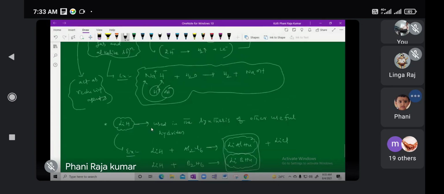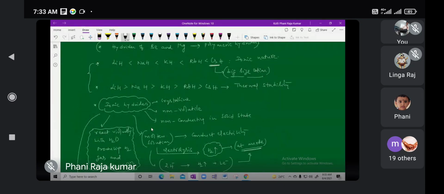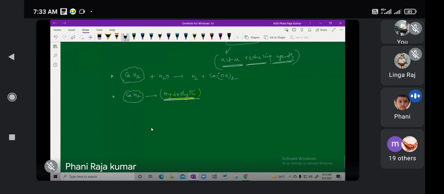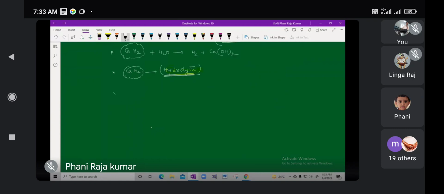These are a few points related to ionic hydrides, mostly formed by s-block metals except beryllium and magnesium. And one more point I am writing here. Among ionic hydrides, some have significant covalent character, significant covalent nature.